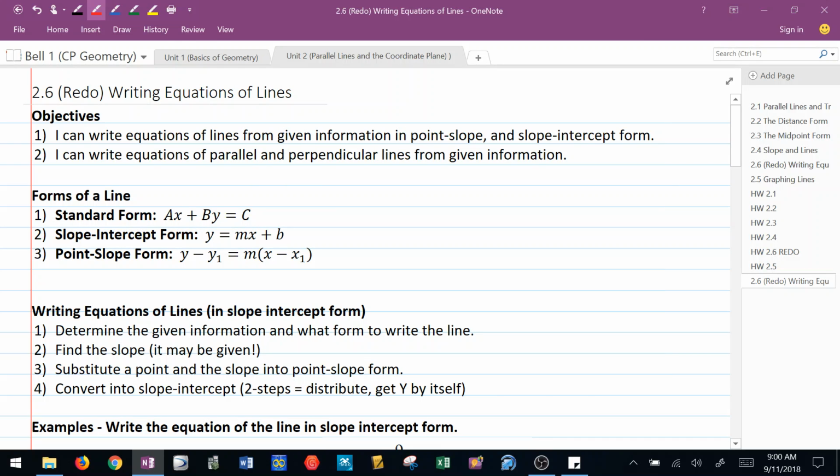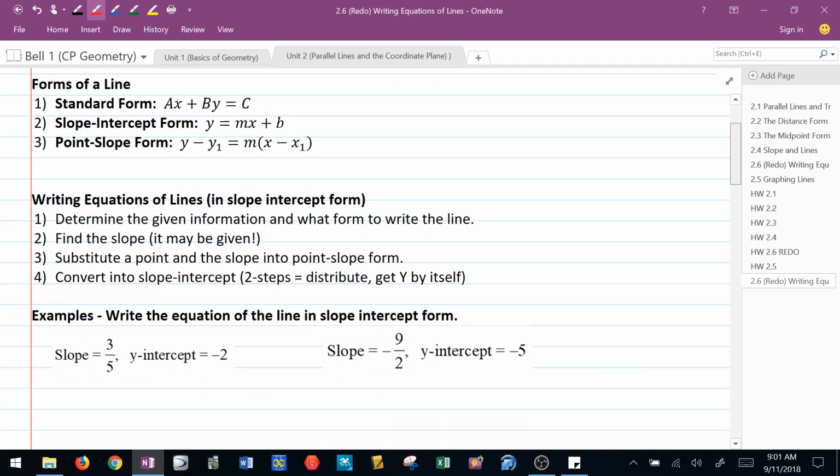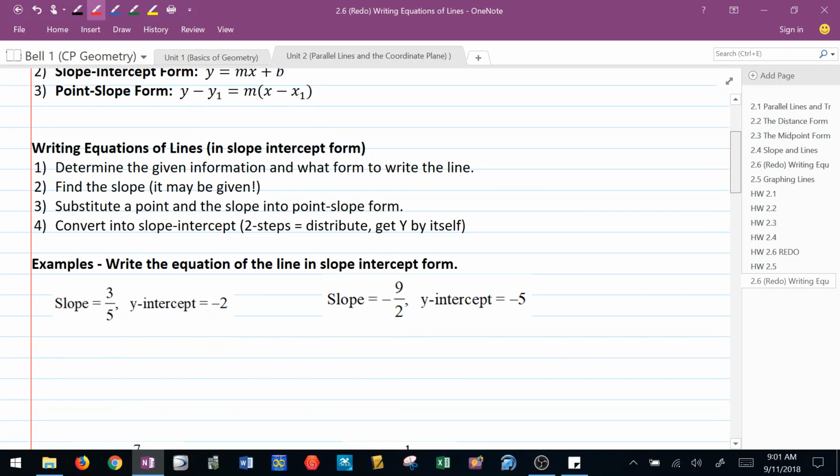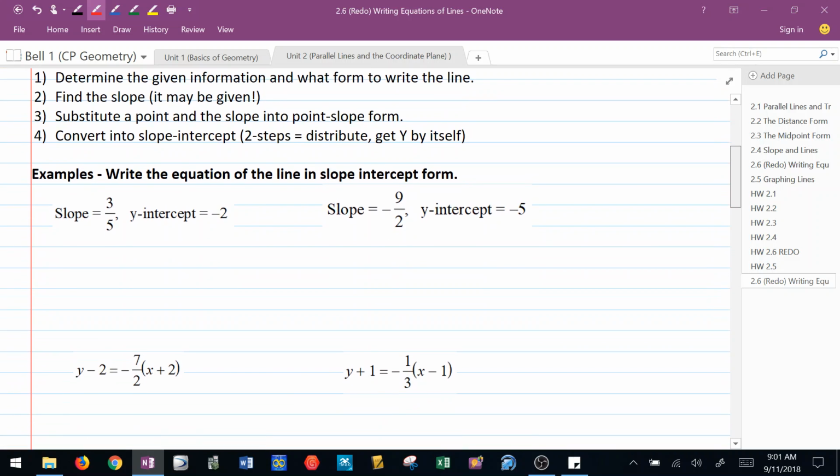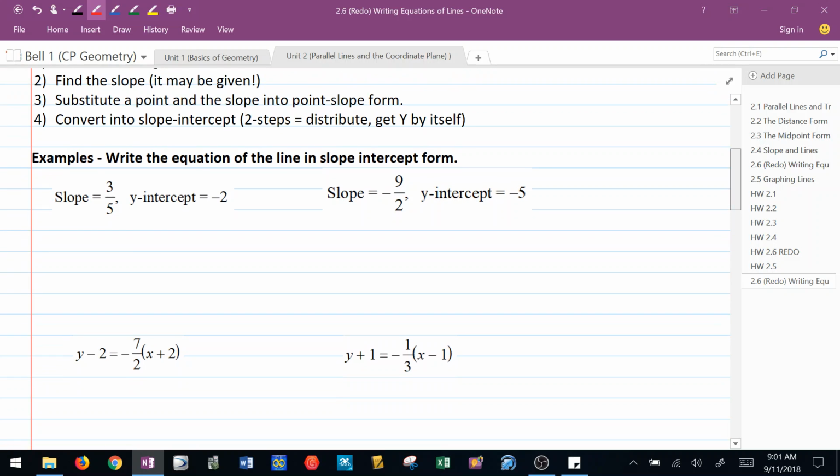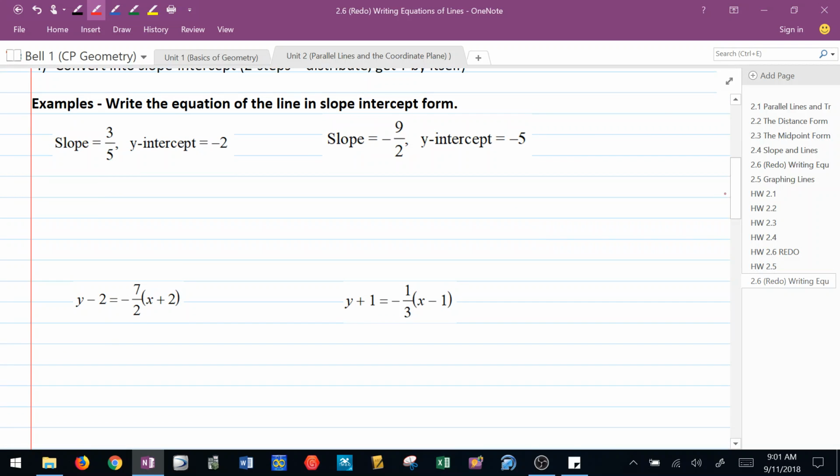All right, this video is to help with writing equations of lines. So I want to be able to write equations of lines in point-slope and slope-intercept forms. And I want to be able to write equations of parallel and perpendicular lines based on given information. The purpose of the video is to go through some examples with you so that you can see exactly what's going on. So I'm going to jump down here to these examples.